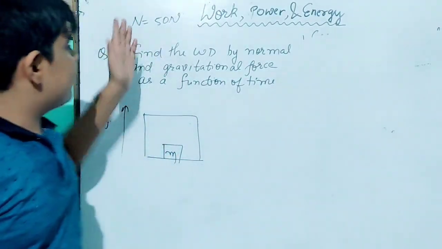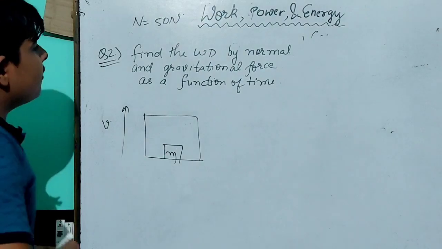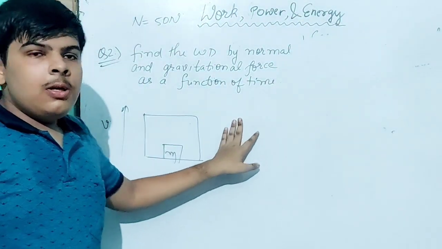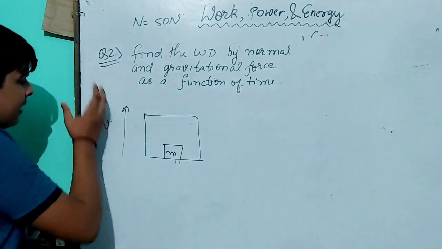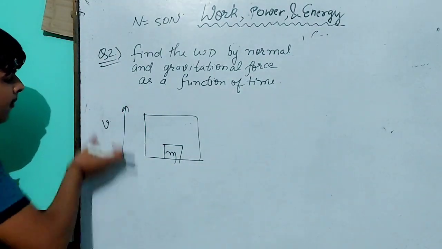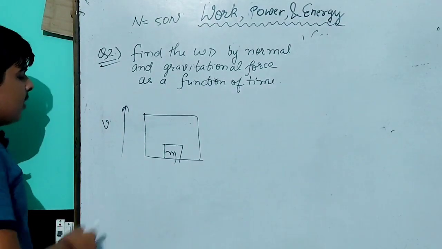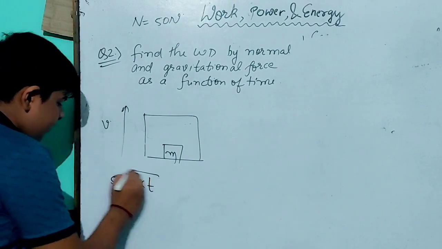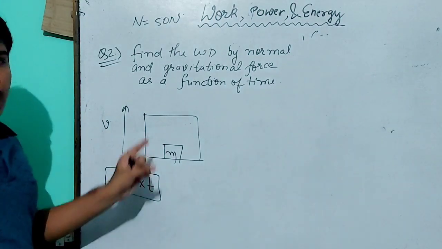So now in the second question, question number 2, find the work done by normal and gravitational force as a function of time. So let this be a box or lift moving upward. Not accelerating, I mean it is going upward with a constant velocity. So what will its displacement or distance be? The displacement will be v into t, velocity into time.